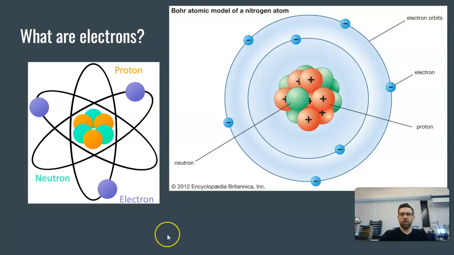Another model is called the Bohr model, named after Niels Bohr, a famous scientist. His model looks like this, where you have the electrons in certain orbits. You might have 2 electrons in the first orbit, and then you can have up to 8 electrons in the next orbit. This one only has 5 because nitrogen has a total of 7 electrons. So we have these electron orbits, electrons floating around, and protons and neutrons in the middle.